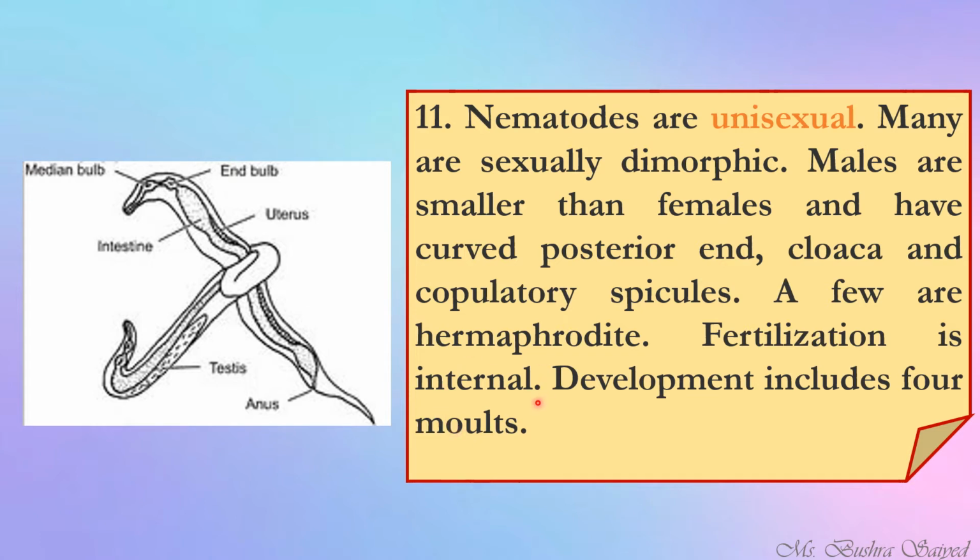Fertilization is always internal. Development includes 4 molts. So this particular organism shows molting. It means that after a few stages of development, the adult is formed. Okay, and those stages of development are known as molts.